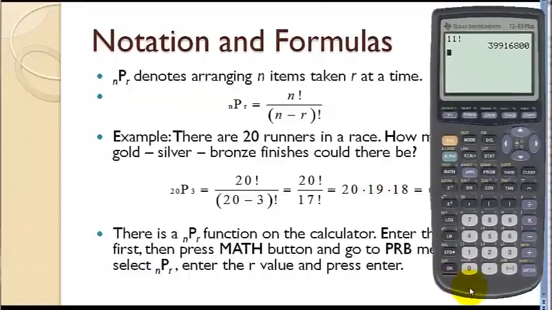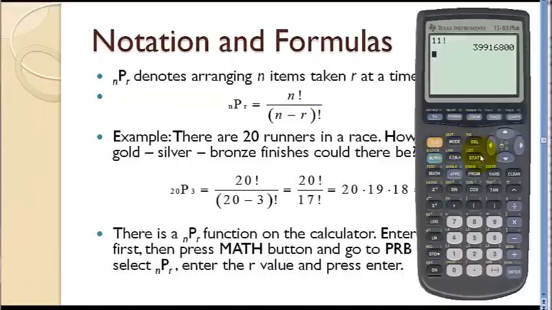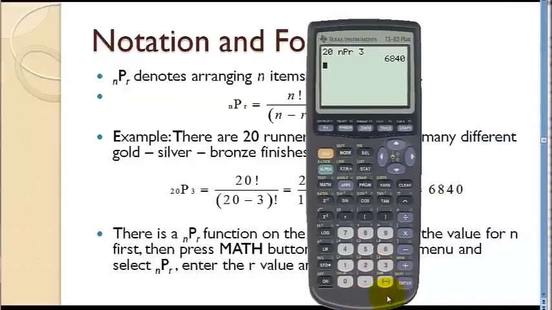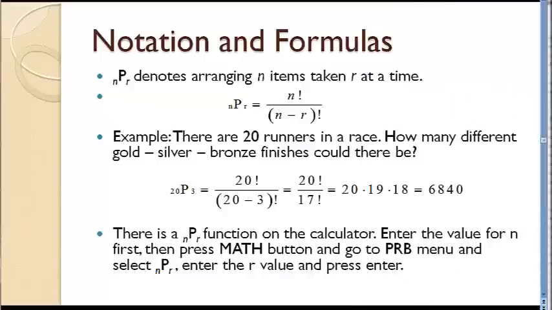Now let me bring a calculator up here and show how we could calculate that using the graphing calculator. To do that, we enter the n number first, so I'm going to enter 20. Then we press the math button, go over to the probability menu, and nPr, our permutations, is item 2. Now we enter the r, which is 3, and press enter, and we get the same number that we had when I did it by hand. So we just described how to use the calculator.